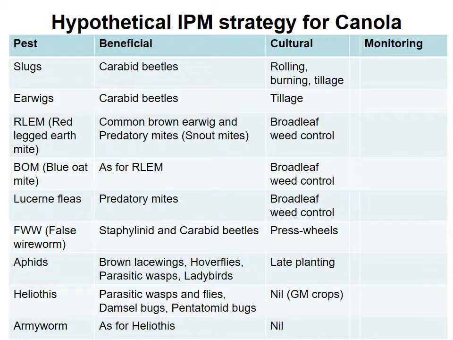Weed management, or weed control, is a common control method in IPM. For example, the red-legged earth mite flourishes on broadleaf weeds such as capeweed, so control of this helps to suppress the pest. But it has to be done the year before the susceptible crop is grown, which is before the over-summering eggs are produced, not just with a herbicide at the time of planting.